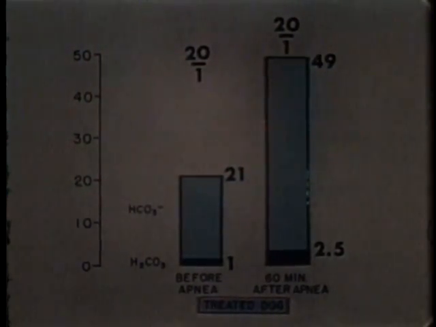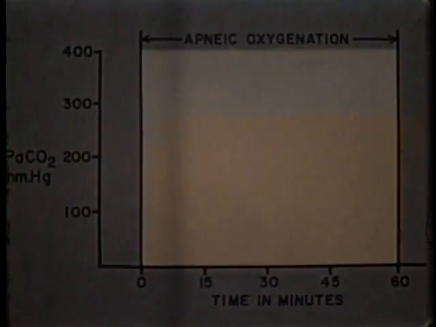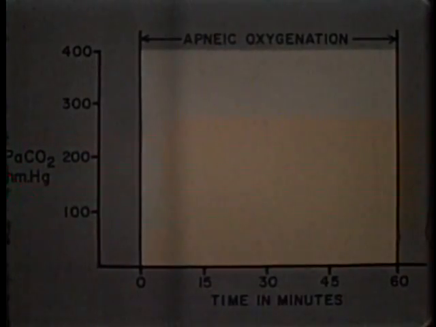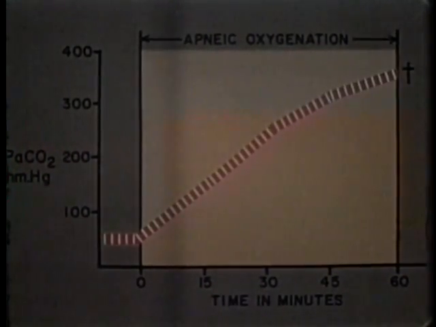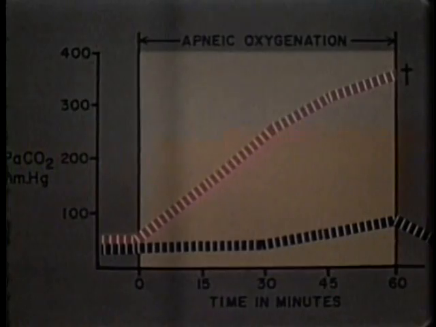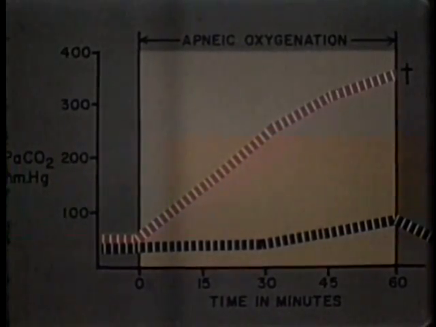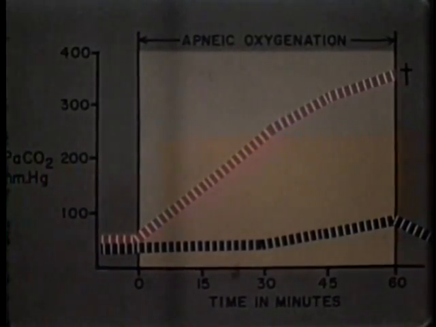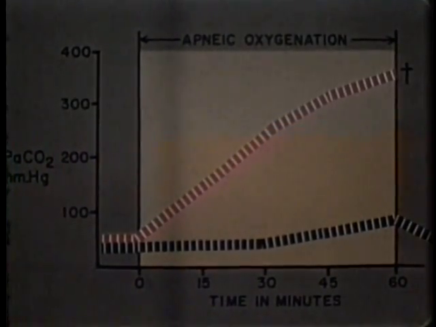The lesser CO2 production by the untreated animal may be accounted for by the depression of metabolic function caused by acidosis. The partial pressure of carbon dioxide rose from 38 to 346 millimeters of mercury in the untreated animal. In the treated one, it rose from 32 to 98 millimeters of mercury, which is still a considerable rise, 2.5 times above normal, but it took place in the presence of a normal pH.